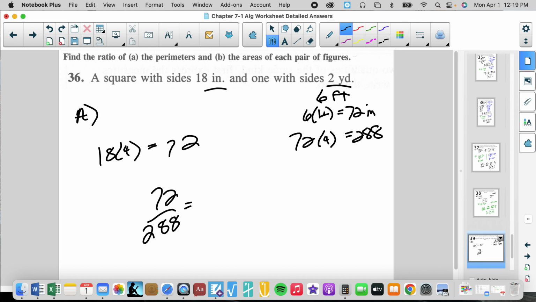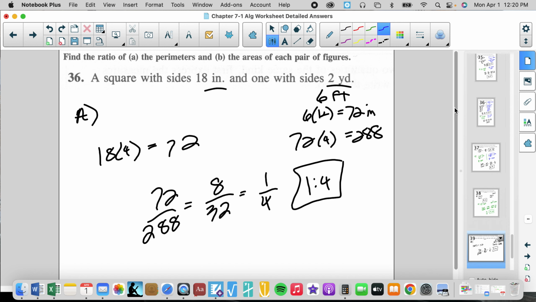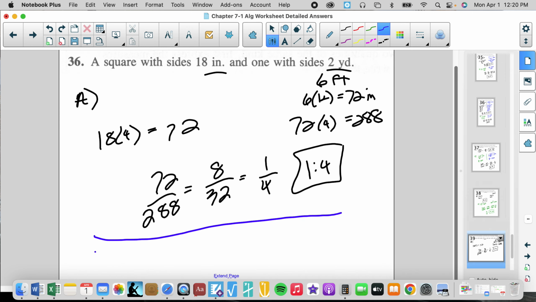72 over 288, reduce that. 9 goes into both of those. 9 goes into that 8 times. 9 goes into that 32. I could be wrong, but we'll see. That's going to be 1 to 4. Perimeter, 1 to 4 for 36. 1 to 4. Yep, it's better to be lucky than good.